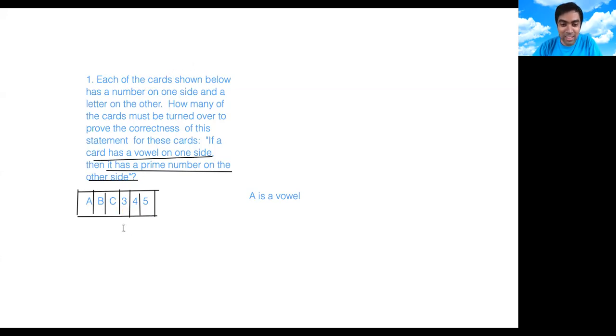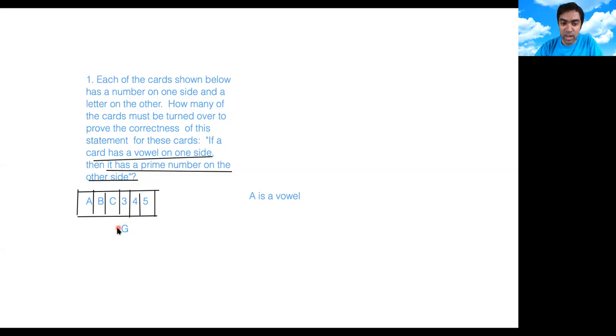Okay, let's think about that. Let's say that there was a G on the other side, right? There's a consonant on the other side. Is the statement now false? If a card has a vowel on one side, then it has a prime number on the other side. Is that false now if there was a G on one side and 3 on this side? Yes, it's false. So we have to be careful on the wording here, because it says if a card has a vowel on one side, then it has a prime number on the other side. It's not saying if it doesn't have a vowel on one side, then it cannot have a prime number on the other side, right?